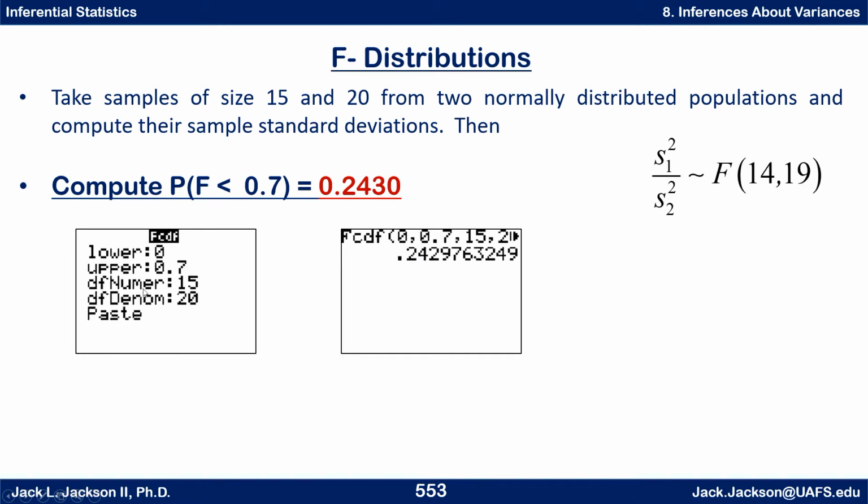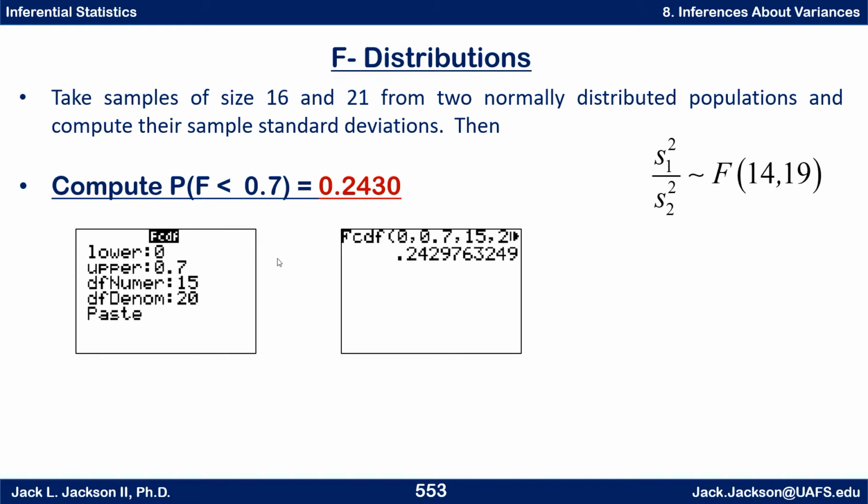Well, it's just a CDF for doing probabilities, and we know how to do this, so it's just an FCDF. Less than 0.7 starts at 0, goes up to 0.7 for lower and upper. Degrees of freedom for the numerator is 15, and for the denominator it's 20. That's incorrect. You need to have the degrees of freedom be one less than the sample size.